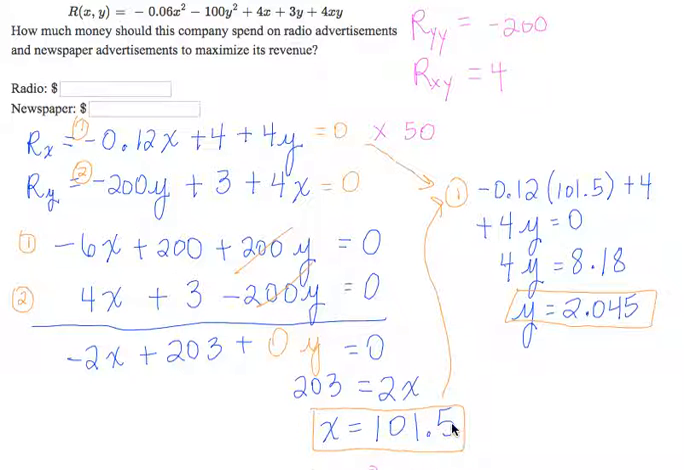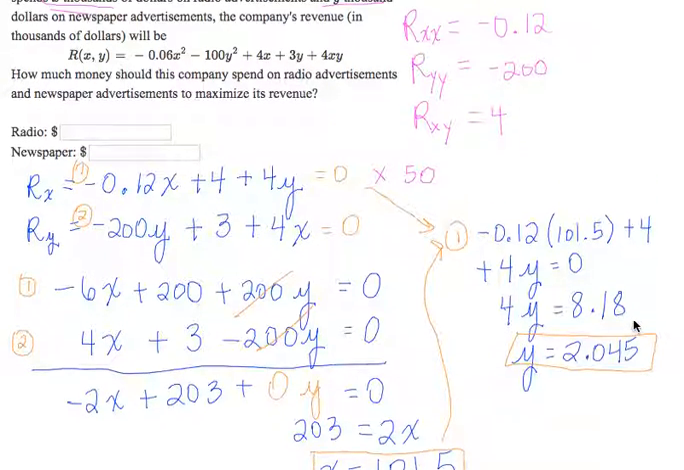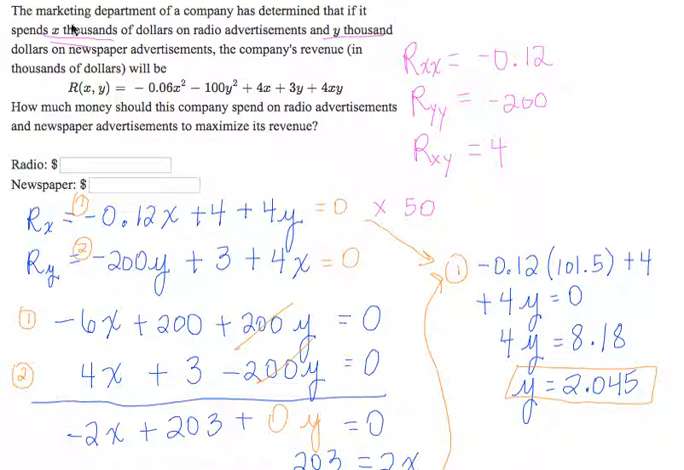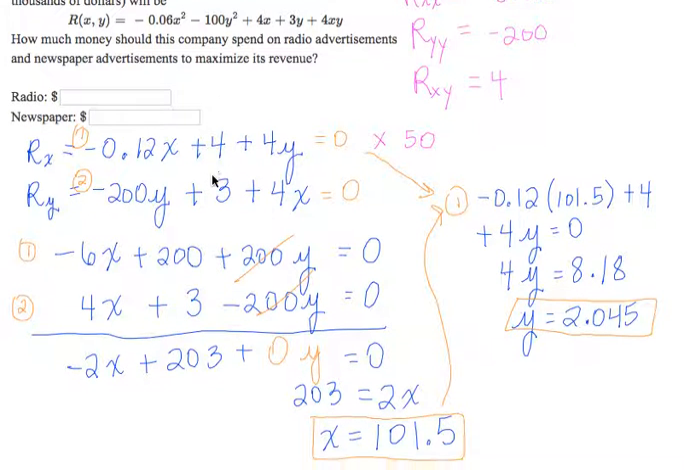So then we need to go find what is y when x is 101.5, and you can use either of these two equations to do that, but I've used equation 1 and plugged in x is 101.5 right there, and I had to use 2 lines because I ran out of space right there. Negative 0.12 times 101.5 comes to, plus 4 comes to negative 8.18, which I've then moved over to the right side of the equation and solved that for y to get 2.045. But remember, x and y are in thousands. Okay, so in the end, you're going to need to move that decimal over 3 places.